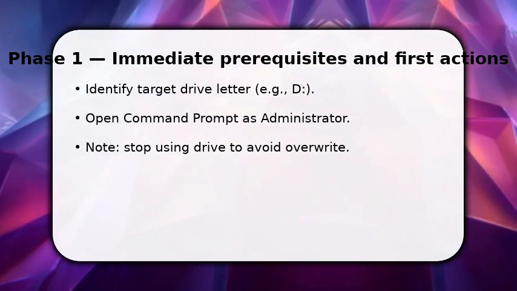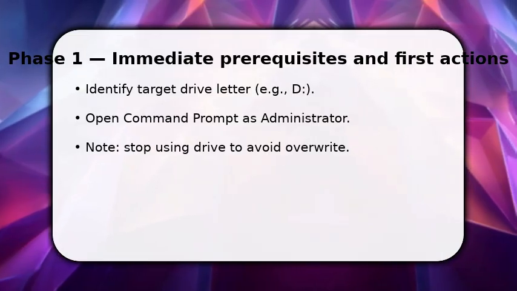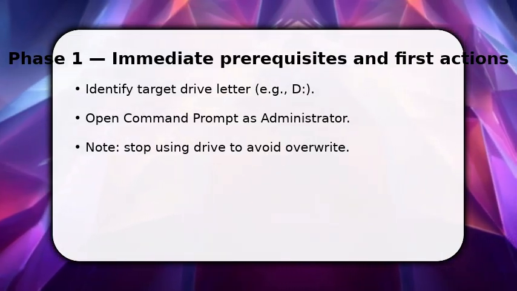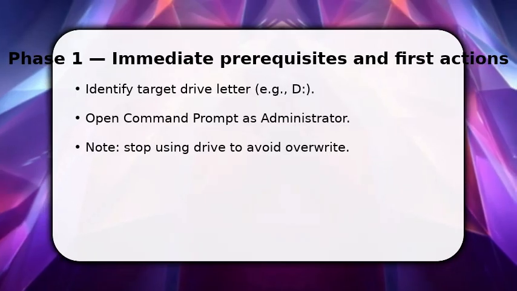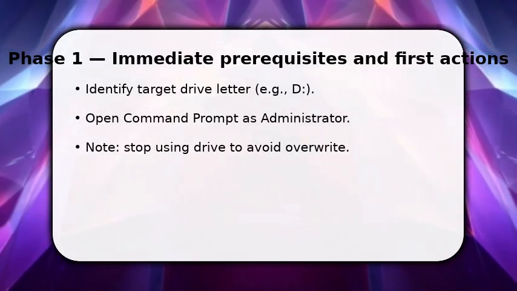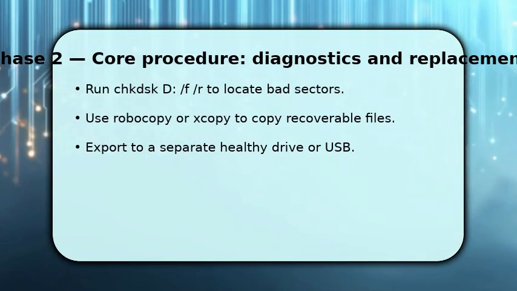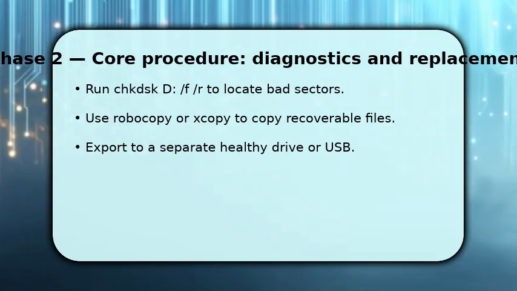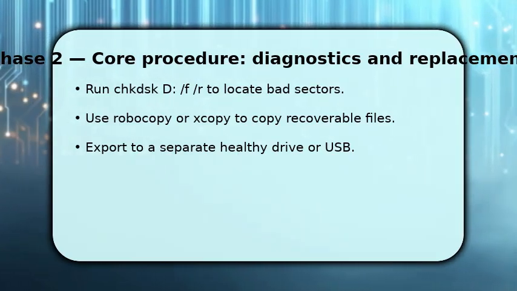Run chkdsk D: /f /r to scan for and attempt repair of bad sectors. The /r flag reads data and recovers readable information. Once chkdsk finishes, inspect the log for recovered file names.